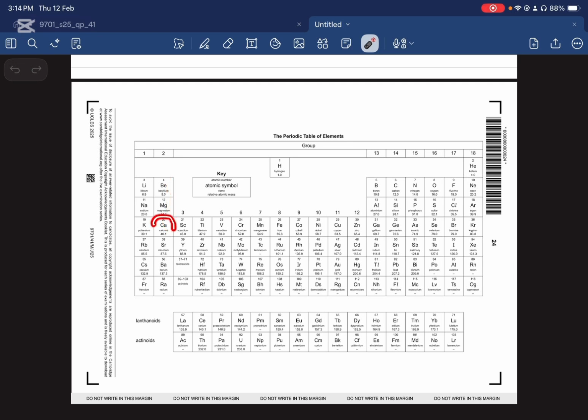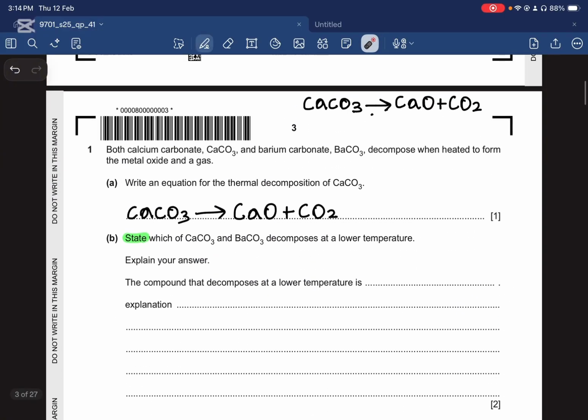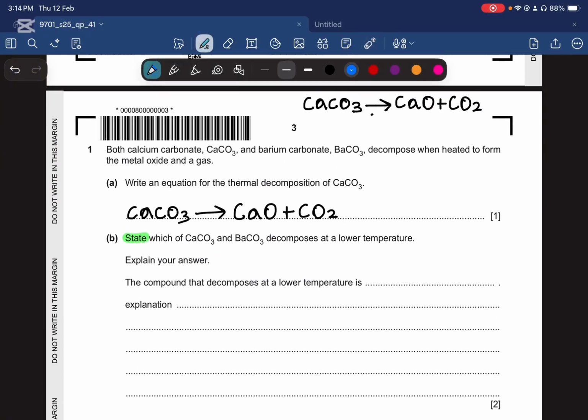Now let's say you're comparing calcium carbonate and barium carbonate, which was our question. Thermal stability increases down the group. So which one is going to be more thermally stable? Barium carbonate. Which one is going to be less thermally stable? Calcium carbonate. So if calcium carbonate is less thermally stable, doesn't that mean that it's going to decompose at a lower temperature? Yes. So calcium carbonate is our answer right here.